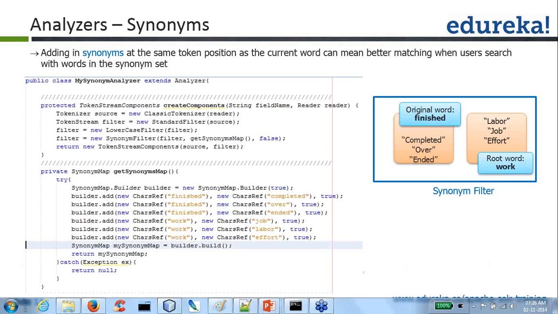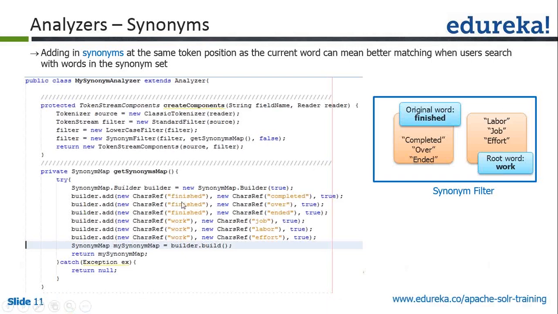So I have added 3 synonyms for finished: completed, over, or ended. So the user can now search with either finished, completed, over, or ended. Similarly, I have added 3 more synonyms for work as well: job, labor, or effort.